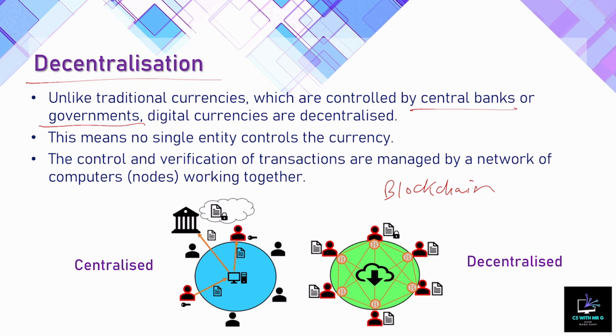Okay, so this term centralized, there's a government involved. They're the ones that control it, or a bank. And then in decentralized, there's nobody. It's just each individual person who has the currency, okay?